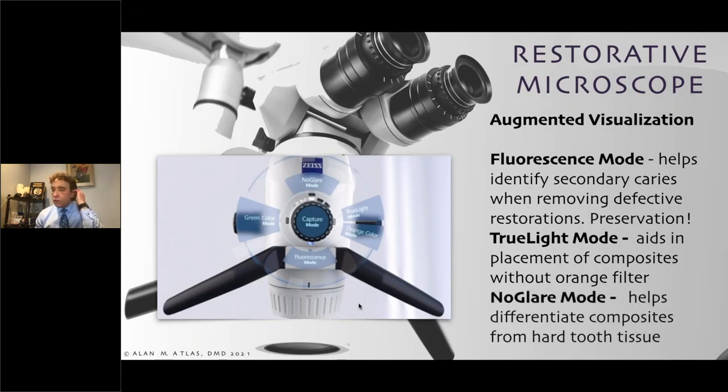And the last slide, I have this no glare mode. It actually helps me differentiate composites from hard tooth tissue. So I can actually see it while I'm removing a veneer. I can see composite over the regular tooth. I also use this no glare mode to see shades and characterization. So I have multiple abilities with this microscope, far more than other microscopes. It's absolutely changed my life. It's changed my world. And now to the point where I teach students.